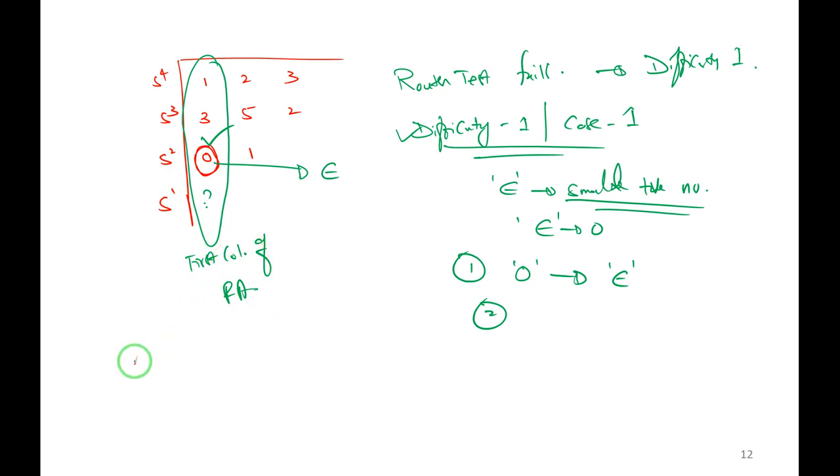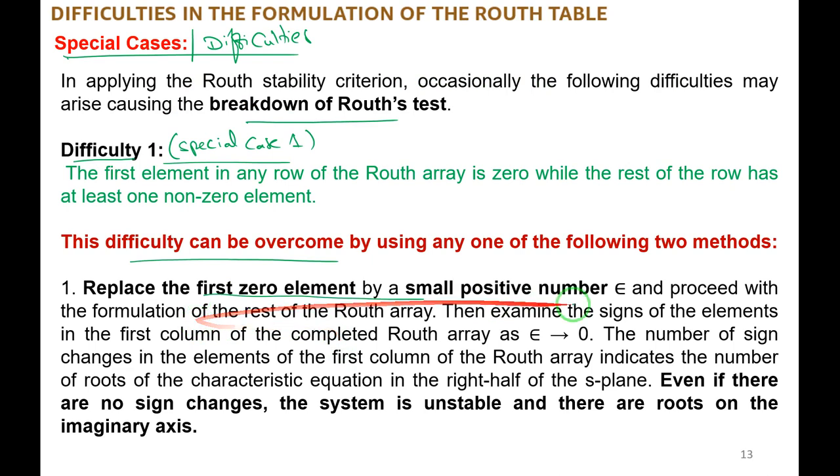Okay. It is unstable only most of the times. The same thing I have written here. So replace the first 0 element by a small positive number epsilon and proceed with the formulation of the rest of the Routh array, form the Routh array.